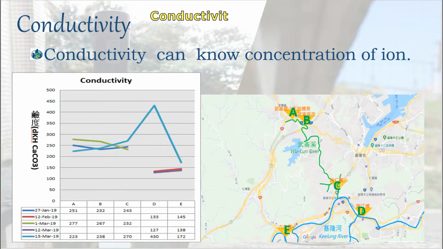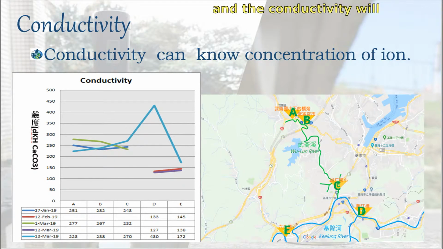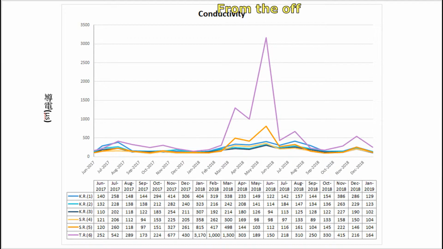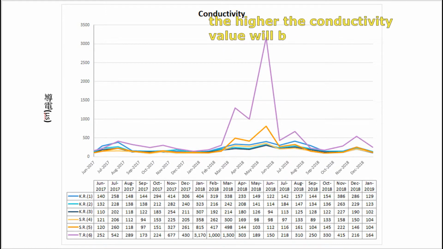Conductivity. Conductivity can be seen as the degree of ion dissociation in water, and the conductivity will decrease due to the increase in water volume. From the official data comparison, the closer the distance to the sea, the higher the conductivity value will be.